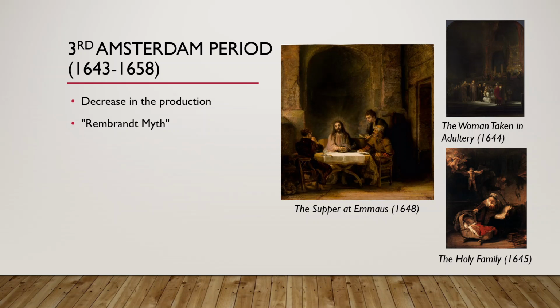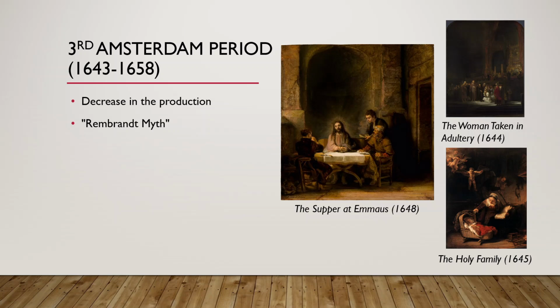This can be interpreted in only two ways. Either he did not get any portrait commissions, or he did not accept any. This era between 1643 and 1652 is one of the mysteries in Rembrandt's career. Speculations resulted in the formation of the Rembrandt myth.